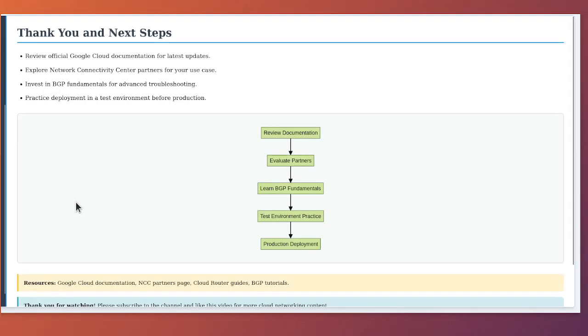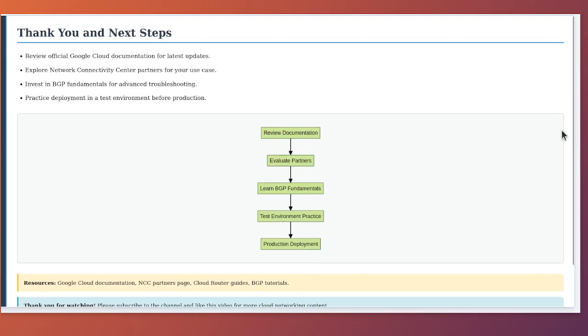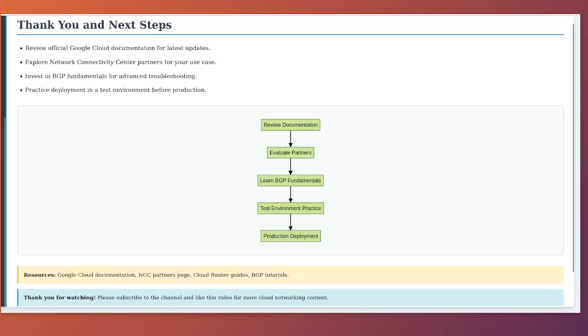Thank you. In next steps, we have covered a comprehensive overview of Google Cloud Network Connectivity Center with Router Appliance. You now understand the concepts, architecture patterns, and step-by-step configuration procedures for deploying Router Appliance connectivity. For your next steps, I recommend reviewing the official Google Cloud documentation for the most current information and any updates to features or procedures. The documentation includes additional details on advanced scenarios, troubleshooting guides, and API references.